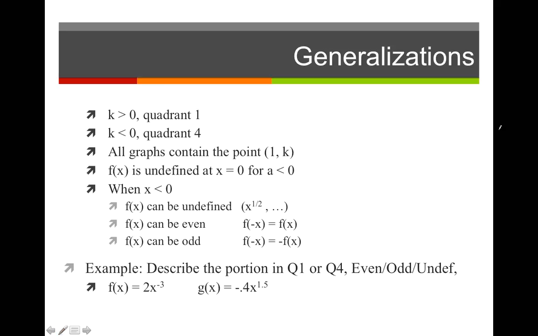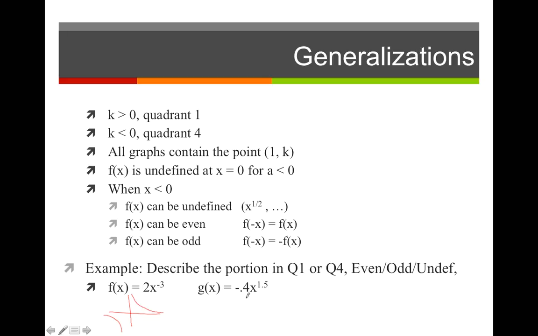If I was to describe the portions in quadrant 1 or 4 and determine if it's even or odd, all I have to do is look at, okay, it's x to the negative 3rd power. This is a positive 2. So in quadrant 1, because it's positive 2, it's going to look like this. And because that is a negative 3, it's going to be odd, so it's going to be down here. So I can do any type of descriptions from that.